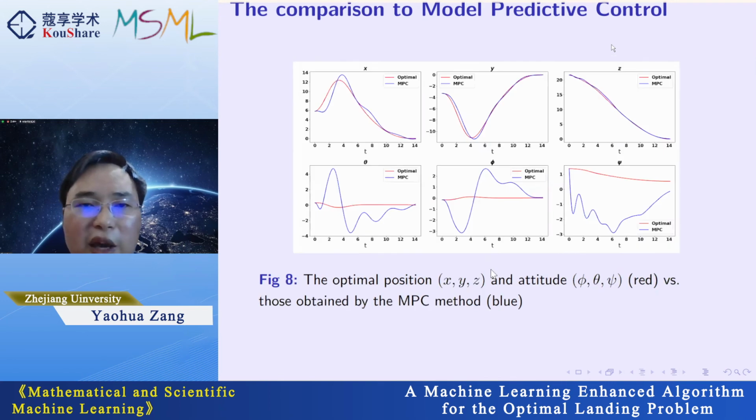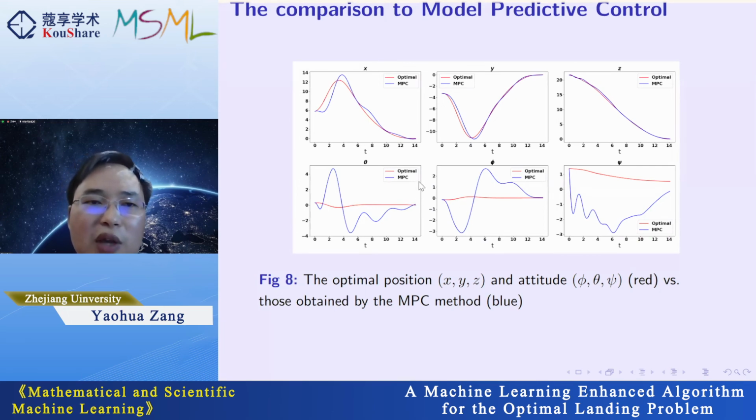We also compare the solution obtained by the proposed method and the MPC. Here in the first line of this figure is the position obtained by these two methods. We can see that they are close to each other. However, the angle obtained by the proposed method is more stable than that obtained by the MPC, which indicates that the proposed method is superior.